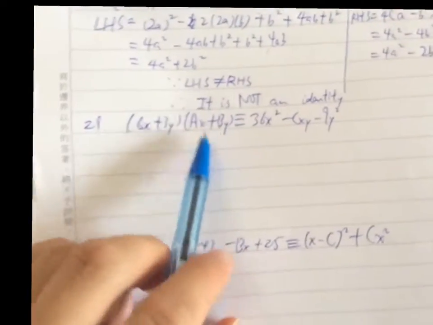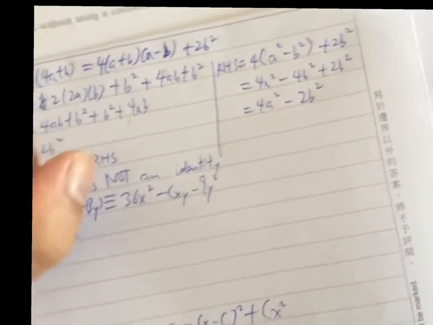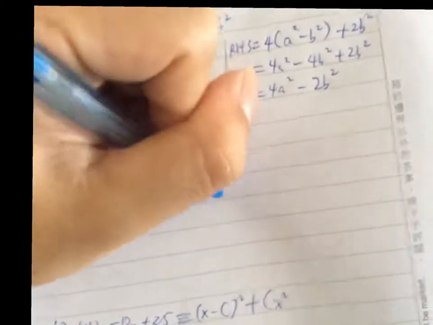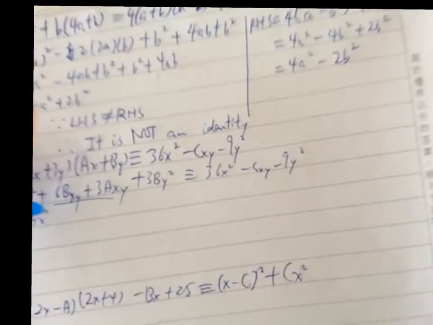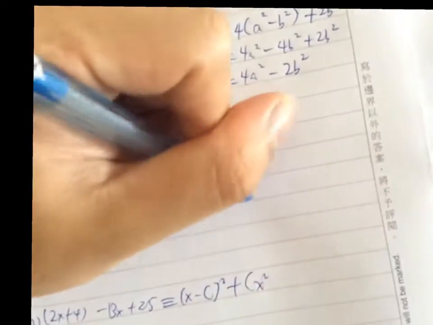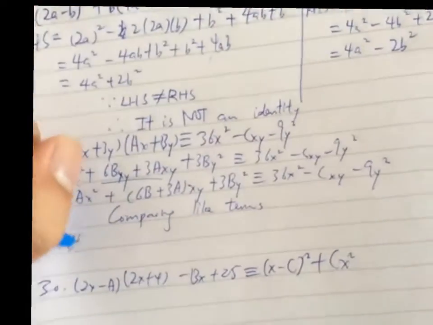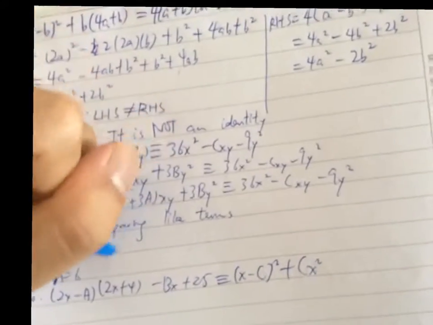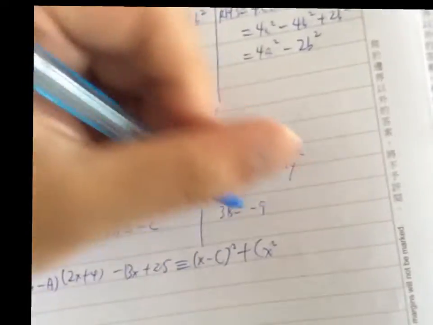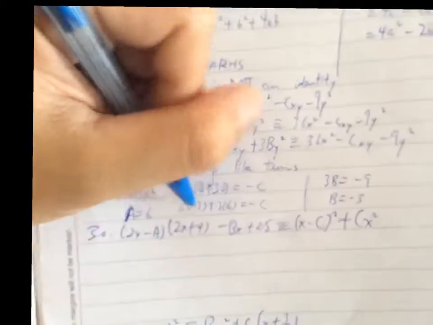So for 29, given an identity and some constants, you need to find the constants. So you just expand it out. 6ax squared plus 6bxy plus 3axy plus 3by squared. So the xy terms can combine. So (6b plus 3a)xy plus 3by squared. So if you're comparing like terms, you know 6a is 36, so a is 6. 6b plus 3a is negative c, but you don't know c. 3b is negative 9, so b is negative 3. So you now know negative c is 6 times negative 3 plus 3 times 6. So it's negative 18 plus 18, 0. So c equals 0.